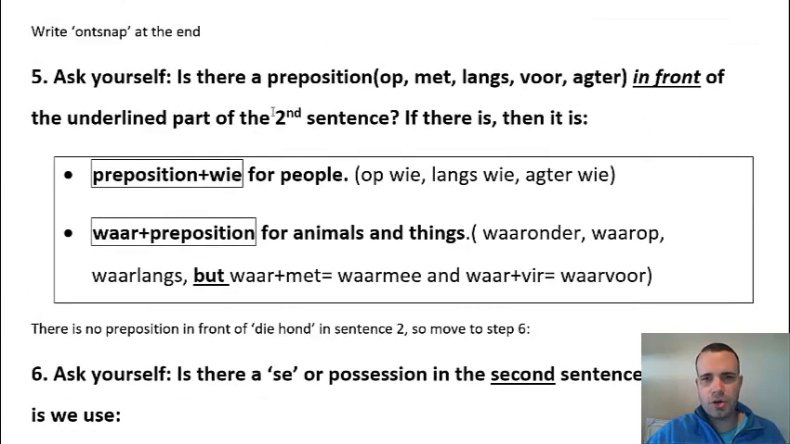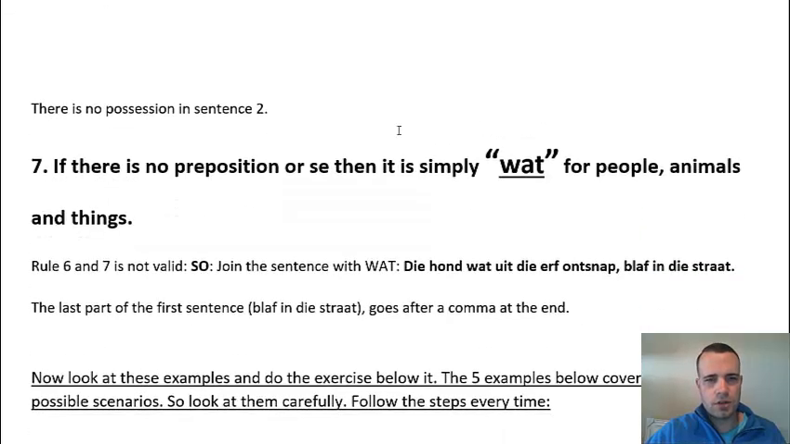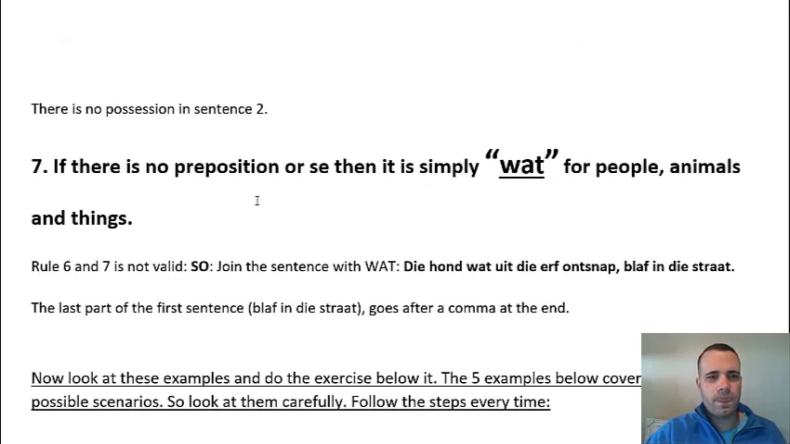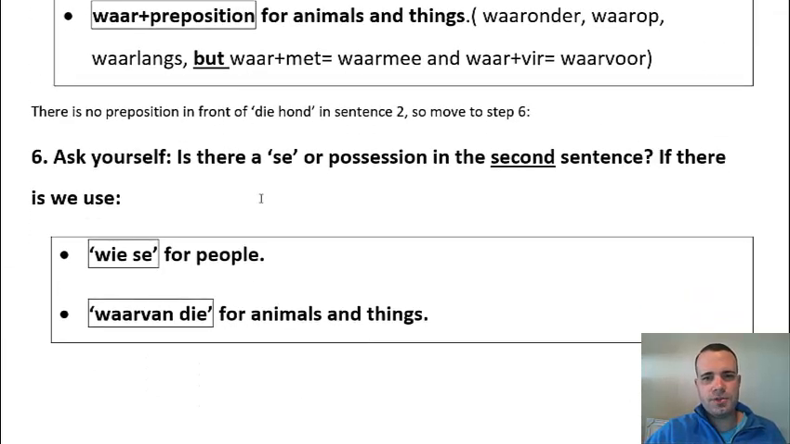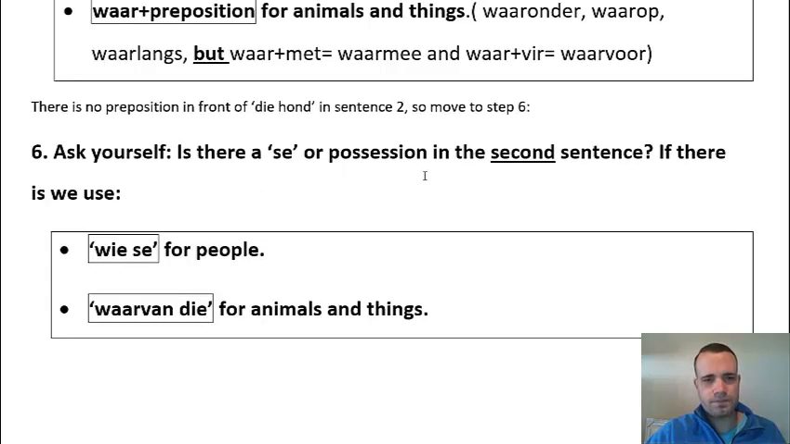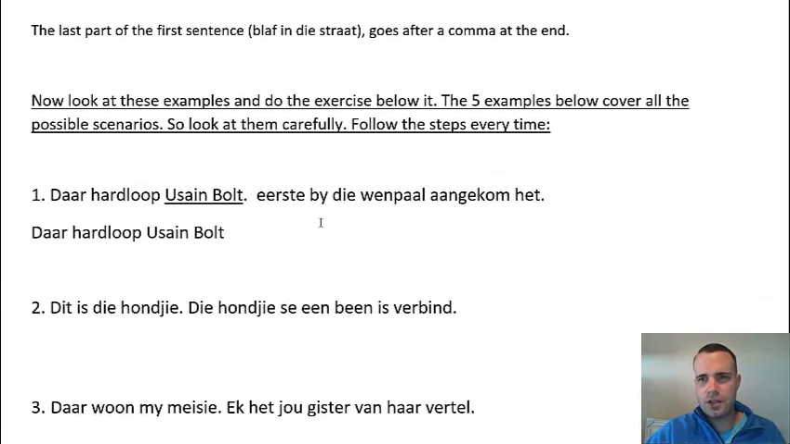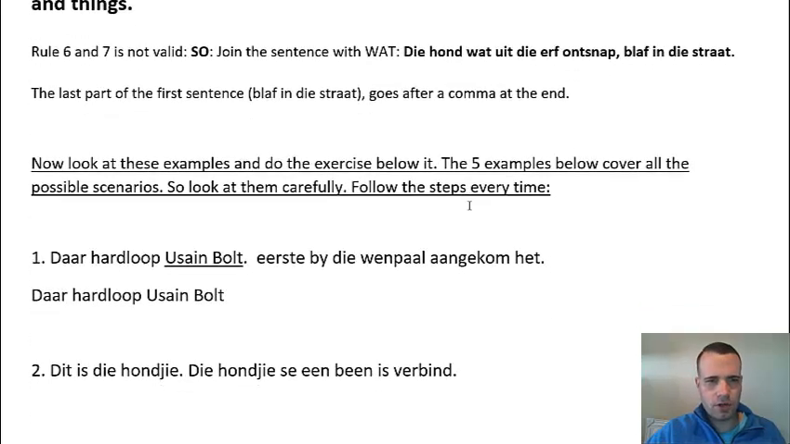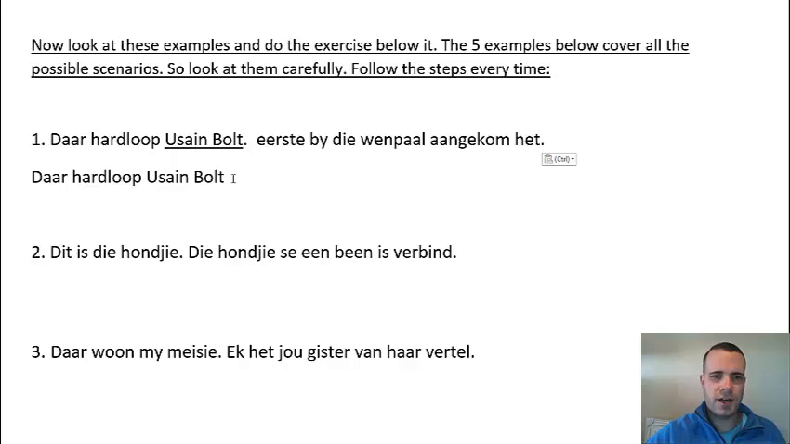Ask yourself, is there a preposition in front of the underlined part in the second sentence? Let's have a look. There's no preposition. There was no preposition there in front of Usain. So no. Step number 6. Ask yourself, is there se or possession in the second sentence? He came first at the winning line. No, there isn't. So, if it's no for 5 or no for 6, then we use wat for people, animals, and things.